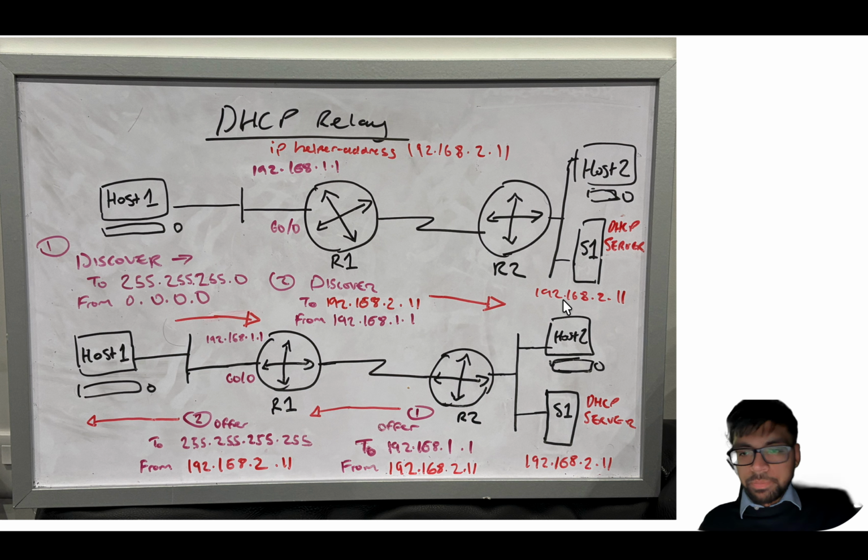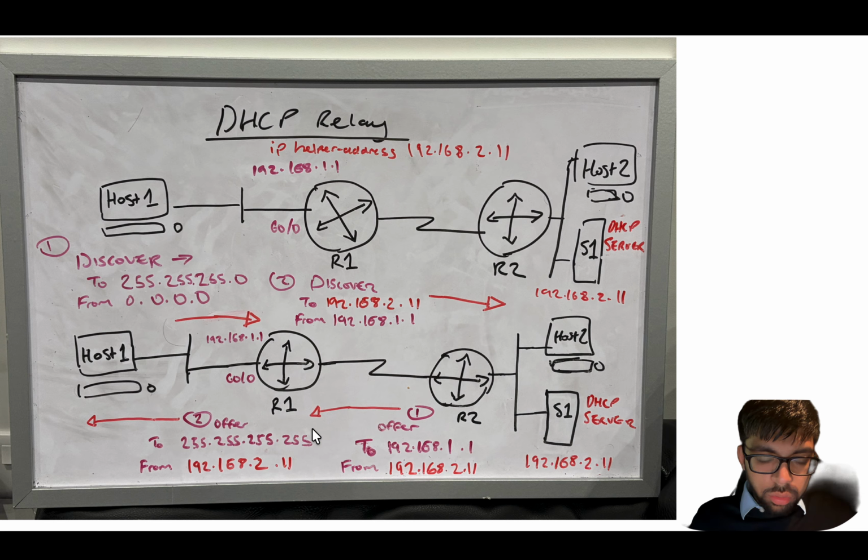And then what happens after? Well, the DHCP server is going to reply, right? So it's going to send a packet here to router 1, 192.168.1.1, and then router 1 will then send back to the host, and that's happy days, okay?